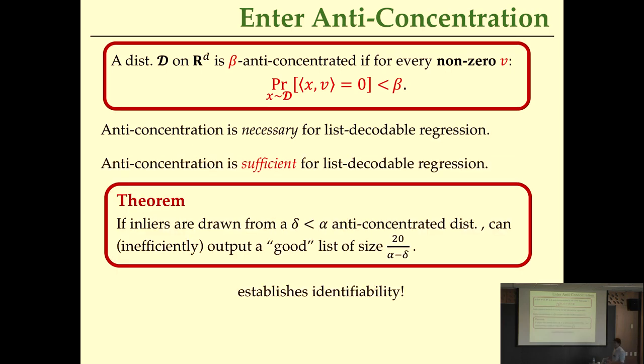And here is the most interesting positive result, which is that basically that's the only barrier, at least information theoretically speaking, to the possibility of list-decodable regression. Okay? In other words, if the inliers are drawn from a distribution which is delta anti-concentrated, and delta is strictly smaller than the fraction of inliers alpha, then we can, inefficiently so, output a good list of size about 1 over alpha minus delta.